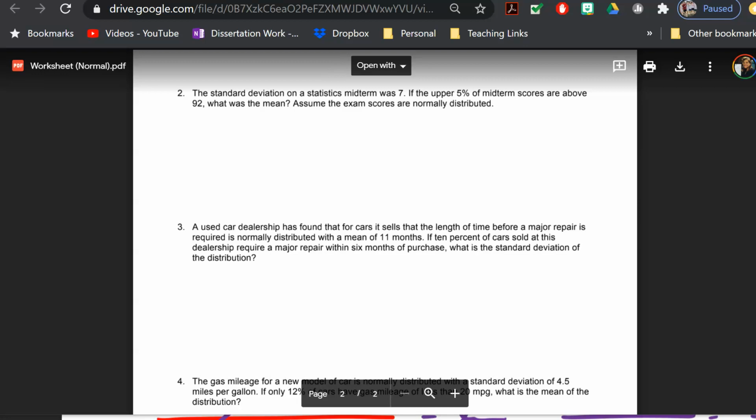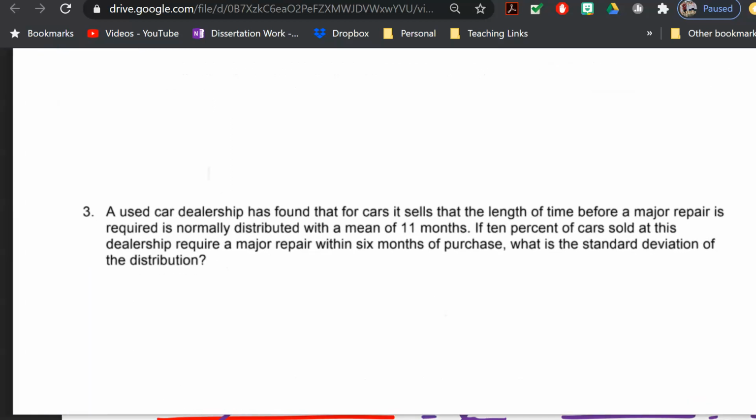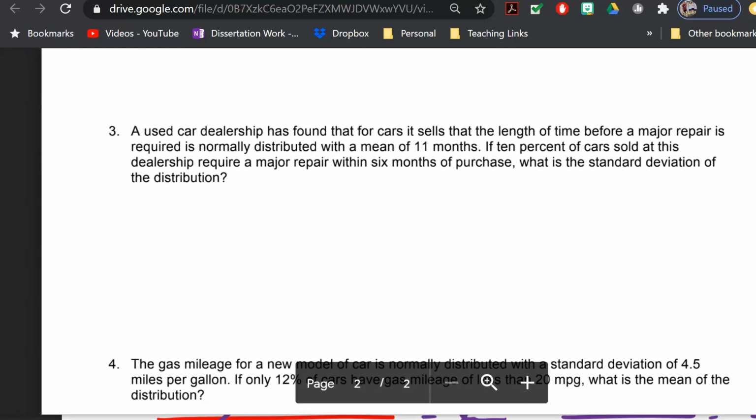So the first thing we should do on any normal question is draw a picture, because if we draw a picture, that will guarantee that we get some points, whether or not we get anything else right. So as we read through this, I'm sorry, I'm trying to get my annotate tools. It just takes me a second.